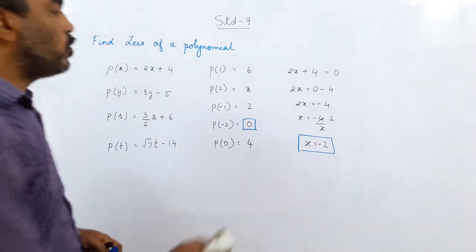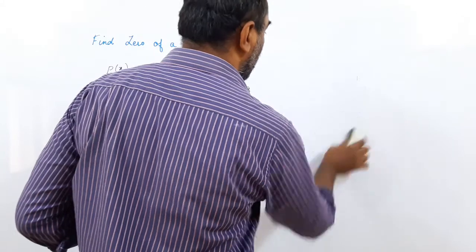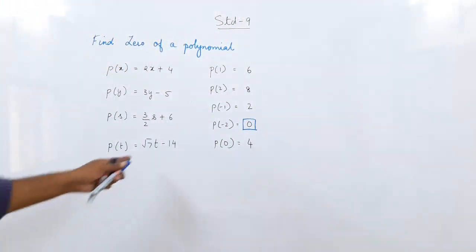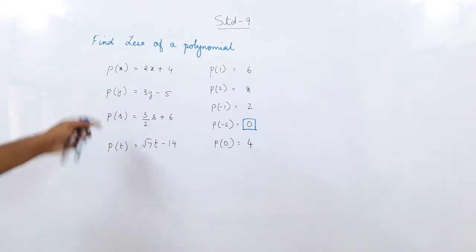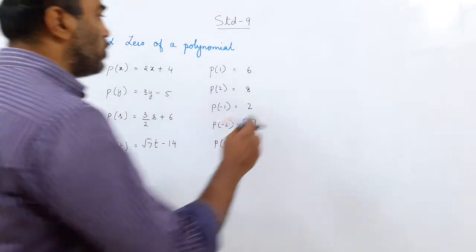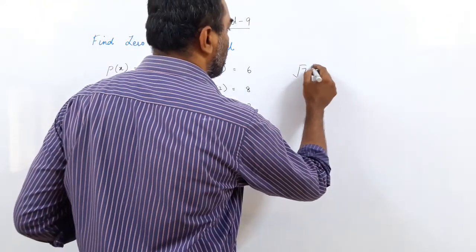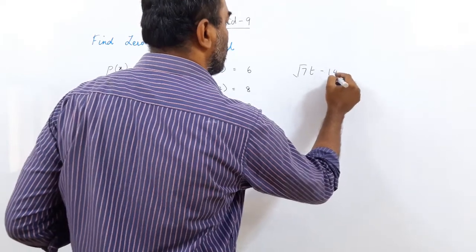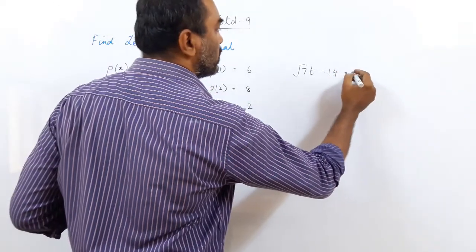So now we will not go by the trial and error method. We will directly find out the 0 of the polynomial. So I will do this last sum for you. These two sums you can try, and the other sums in the book also you will try. Now we have got root 7t minus 14. Now the value should become 0. So I write here 0.